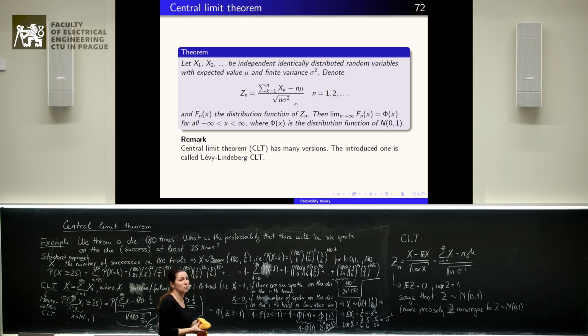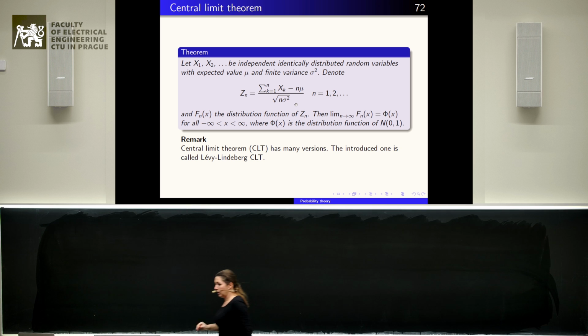you can meet the central limit theorem connected to many other names of mathematicians who studied its usage in some special branches. So there is not only one central limit theorem, but many central limit theorems. And the conclusion of all of them is that something converges to a random variable with normal distribution. So this is the main point of this theorem, the convergence to a random variable with standard normal distribution.